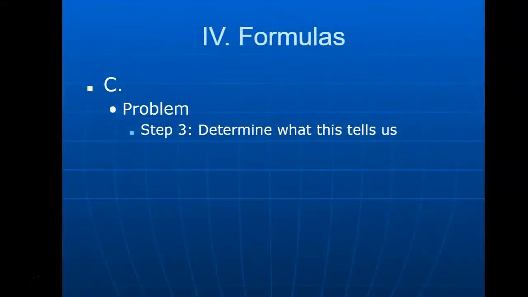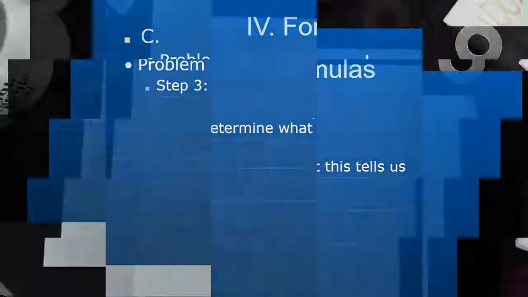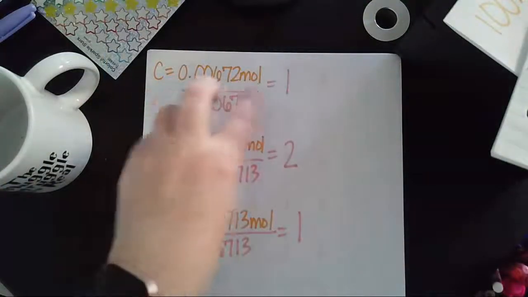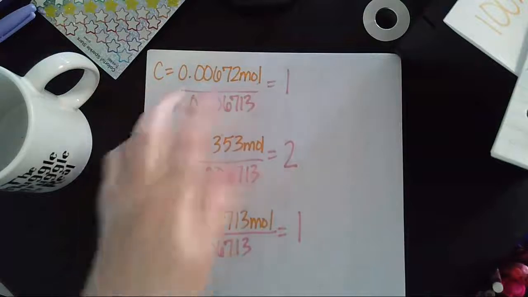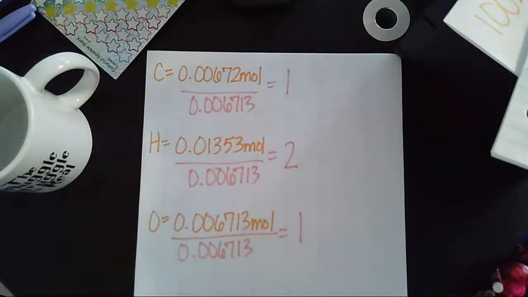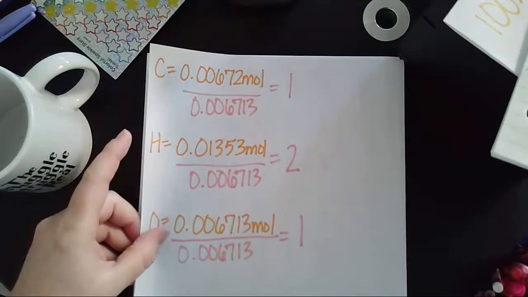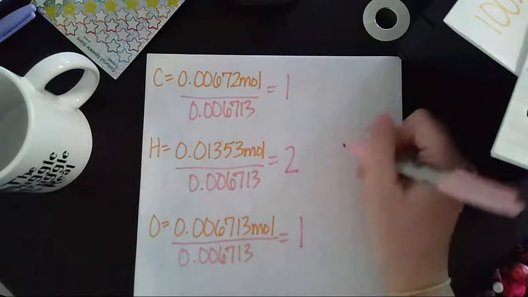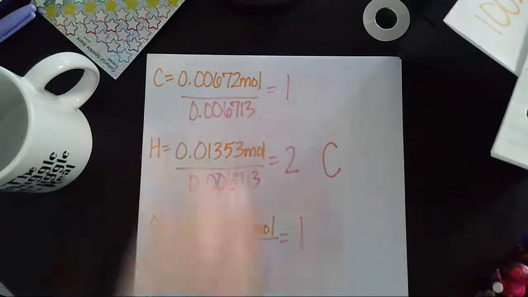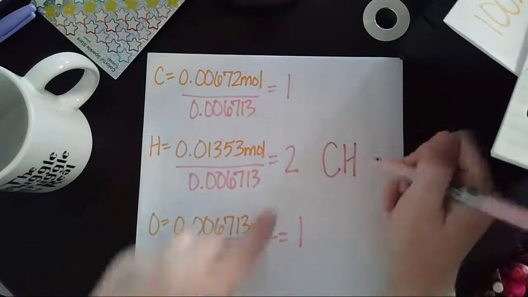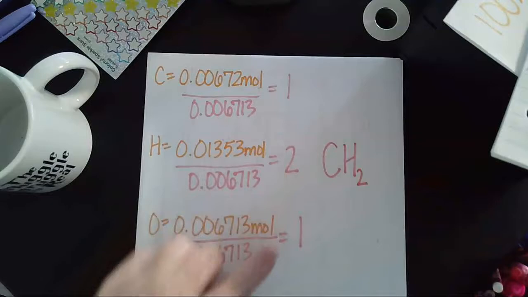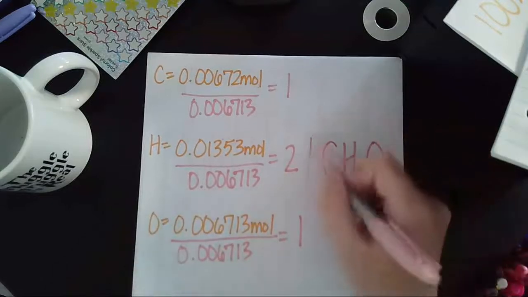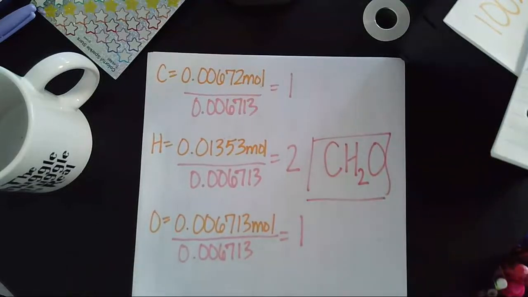And now, what does this tell us? Well, this is going to tell us our actual answer of our molecule. Remember, our answers from step number 2 were C equals 1, H equals 2, O equals 1. So this tells us how many of each element we have. So watch me make my formula. C1, H2, O1. So this is my empirical formula.